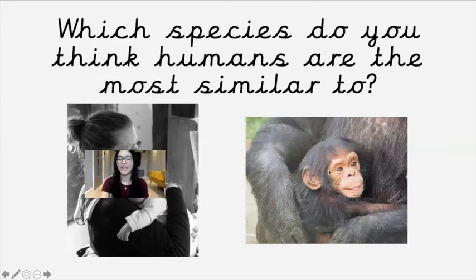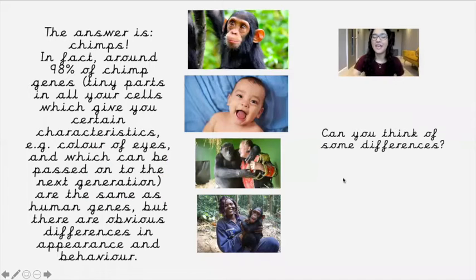Oh, there's a spoiler there. There's a little clue there as to which species I am talking about. So let's see if you got it correct. The answer is chimps. So in fact, around 98% of chimp genes, that means the tiny parts in all of your cells which give you certain characteristics, so they can tell you what the colour of your eyes are going to be, and that is then passed on to the next generation. So if you're wondering, my mum has blue eyes and I have blue eyes, it's because she's passed on that gene to you.